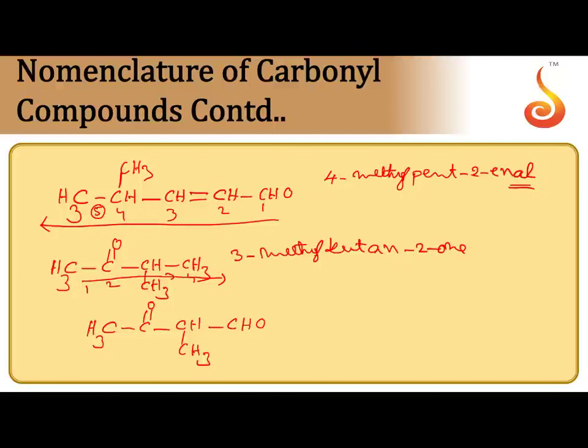So in this compound, there are two functional groups, CHO and keto. Between these two, seniority goes to aldehyde group. It has higher priority. So carbon present in CHO gets number 1. CHO is the functional group. 2, 3, 4. So now keto group is acting as prefix substituent. Whenever it is acting as substituent, we have to use the prefix keto or oxo. 3-oxo, 2-methyl.